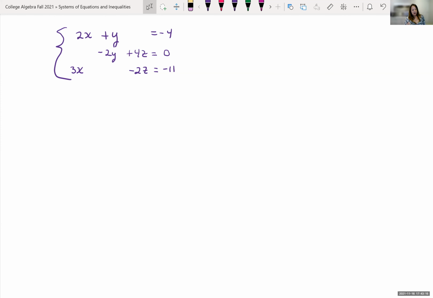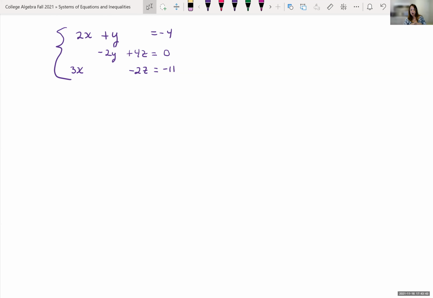Our goal right now is to get 2 of these equations to have the same 2 variables. Looking at this, I noticed that none of them have the same 2 variables. The first equation just has x and y, the second equation has y and z, and the third equation has an x and a z. So what we can do is solve one equation for one variable and use substitution.